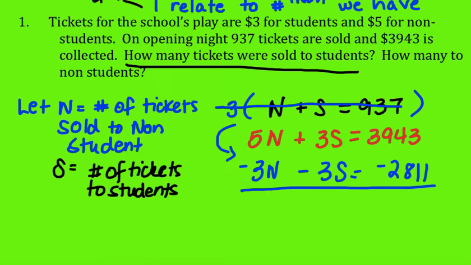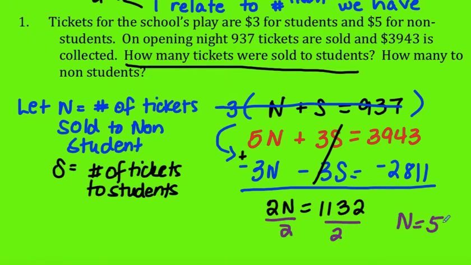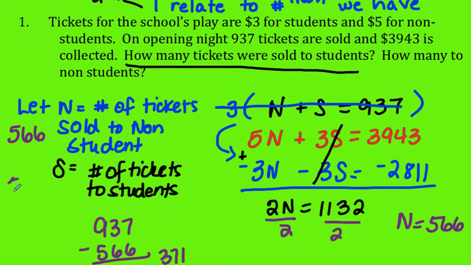And now with elimination, we add the equations together and one variable gets eliminated. So I can see those are going to get eliminated. We're going to get 2n equals 1,132. And then when I divide by 2, I get that n was equal to 566. So that means that 566 non-student tickets were sold. Well, if 937 total tickets were sold, then 937 minus 566, which gives me 371, is the number of tickets sold to students.